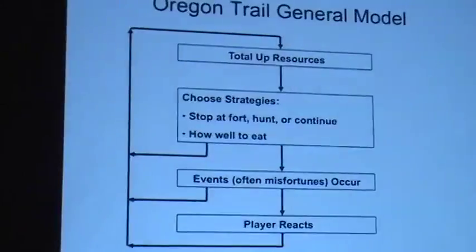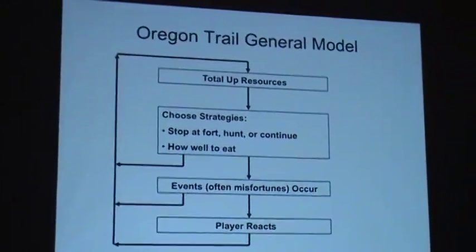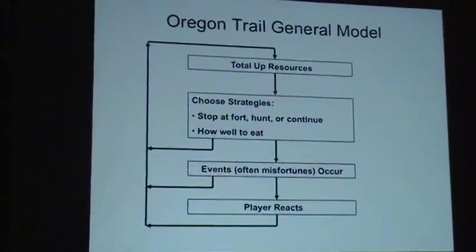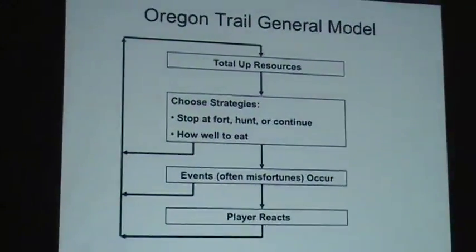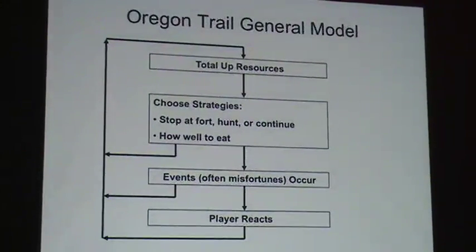So let's find out what's going on inside of the Oregon Trail program. Here's a simple diagram that shows the general model. Now, I'm assuming that many of you have played at least once, so you know that the status of your success and probability of getting all the way to Oregon, 2,000 miles, rests in your resources. How much food you have, how much equipment and supplies and cash and so forth.